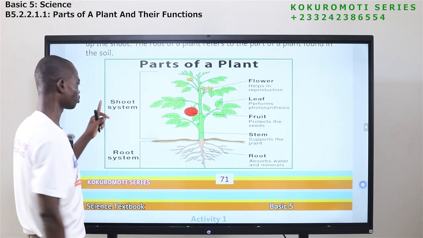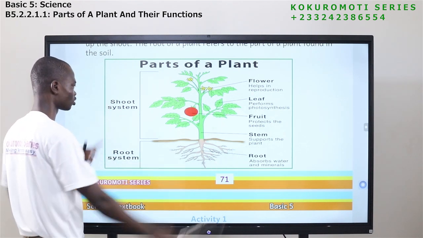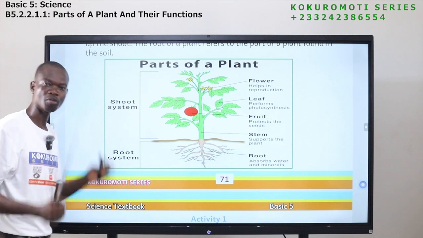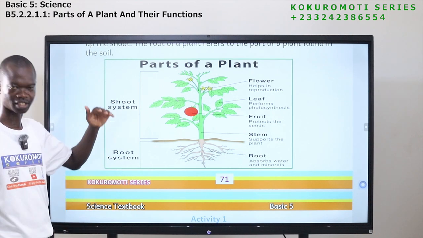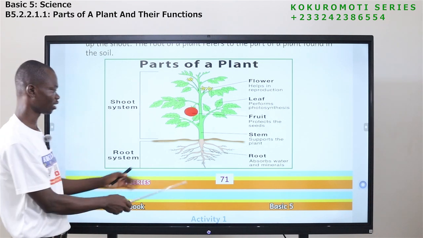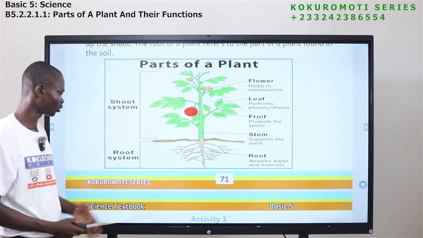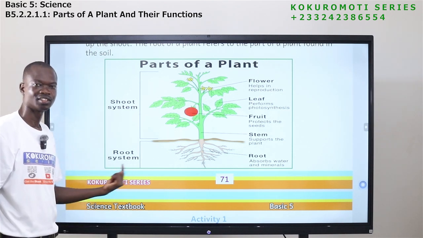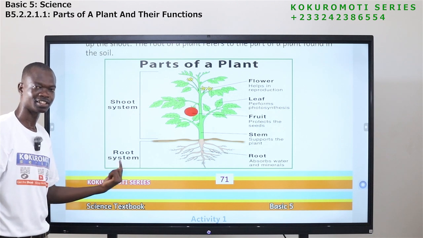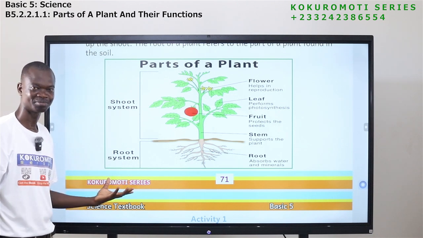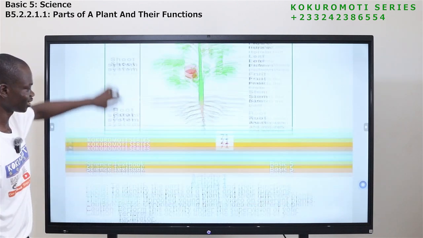The flowers are also part of the shoot system. The leaves are also part of the shoot system. The stem is also part of the shoot system. All because they are found above the ground. But when it comes here, root is always found in the soil. So it is part of the root system. Okay, so let's continue.